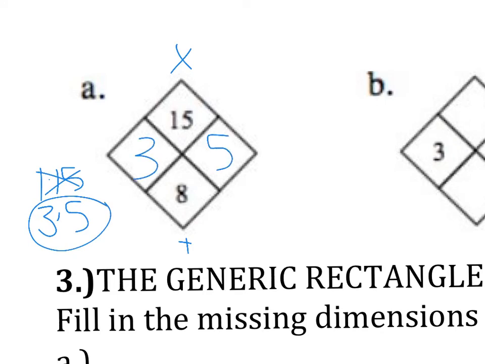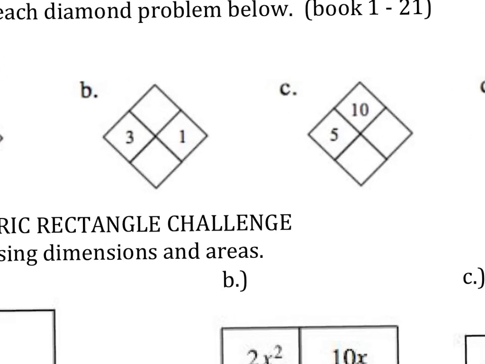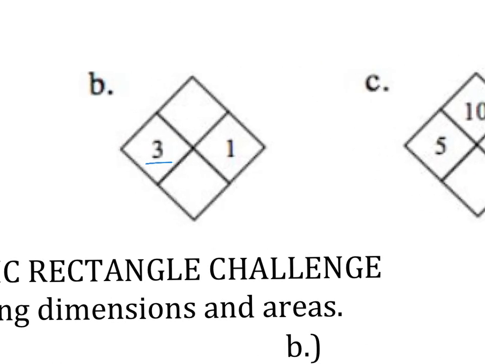Those could be flip-flopped. Letter B, we're given these two sides. So we're going to multiply 3 and 1 to get the top, add 3 and 1 to get the bottom.